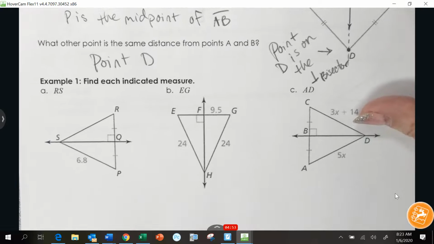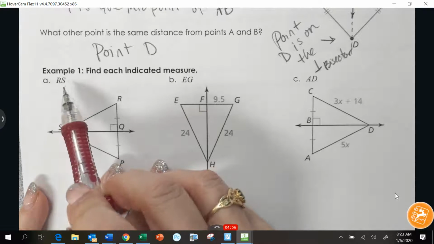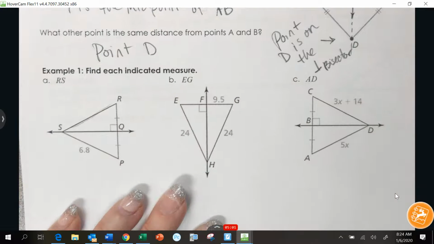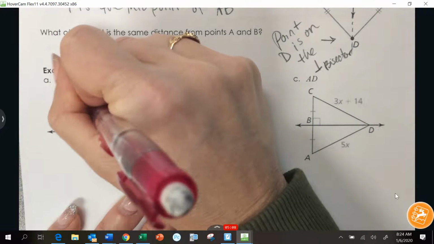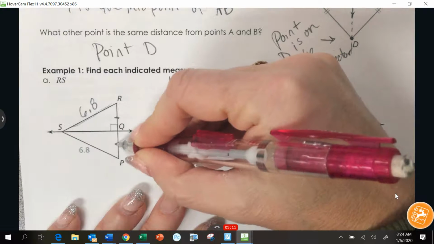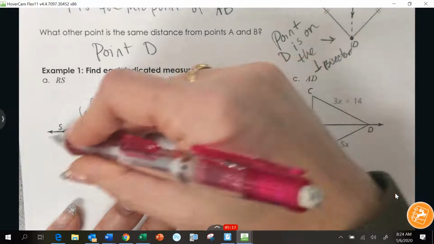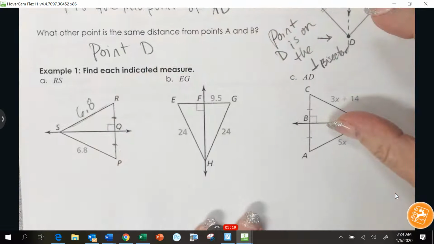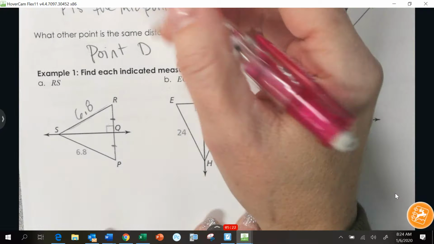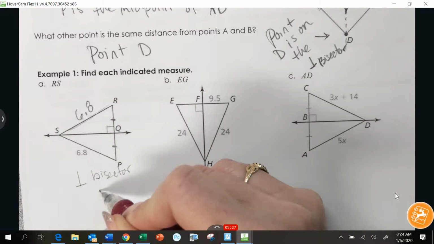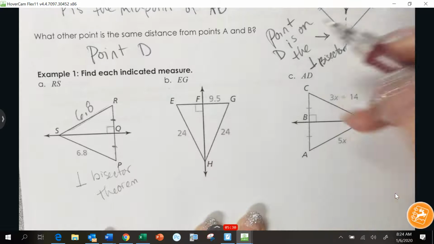All right, find the indicated measure. Again, if there's no line above it, we're talking about measurement. RS. What's the measurement of RS? 6.8. Excellent job. We know that because Q is the midpoint of RP, and it's perpendicular, so this is a perpendicular bisector, so these have to be the same. That's the perpendicular bisector theorem.